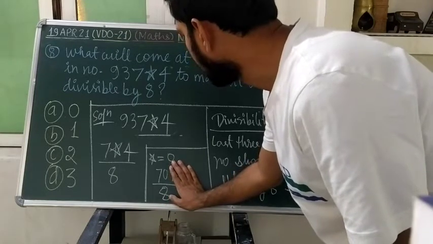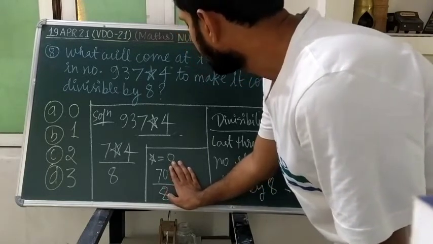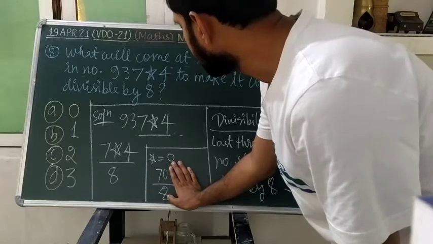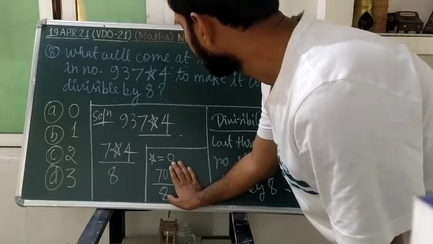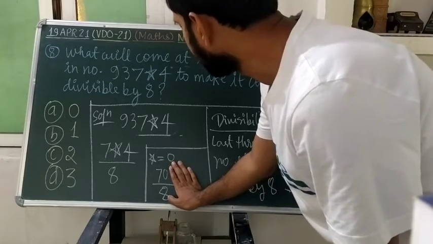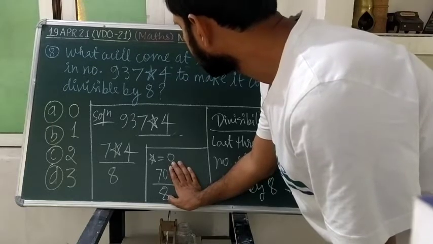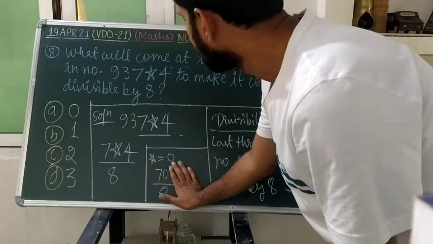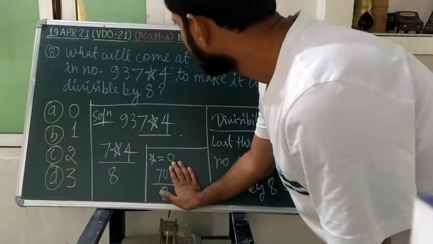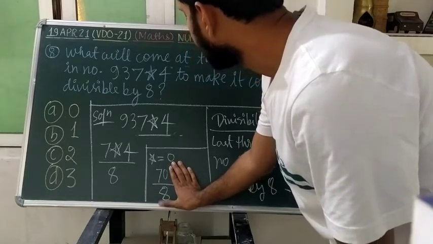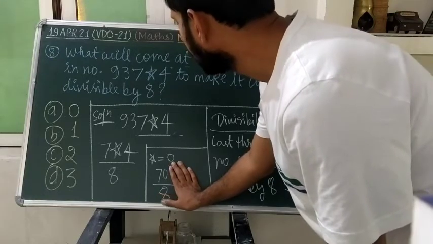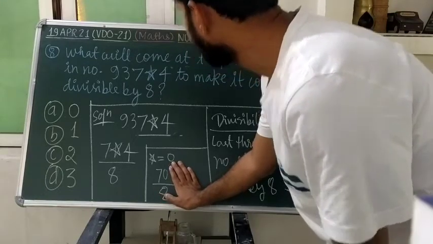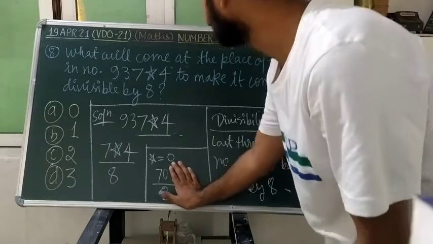Table of 8. How many times will it go? 8 1 ja 8, 2 ja 16, 3 ja 24, 4 ja 32, 5 ja 40, 6 ja 48, 7 ja 56, 8 ja 64, 9 ja 72. So 9 times we will not go.